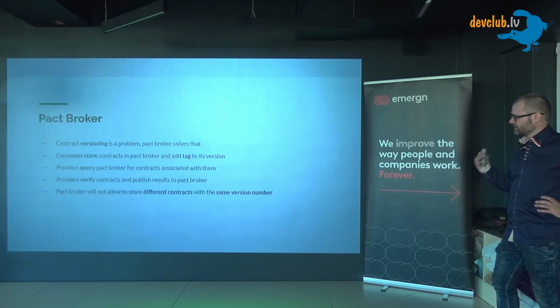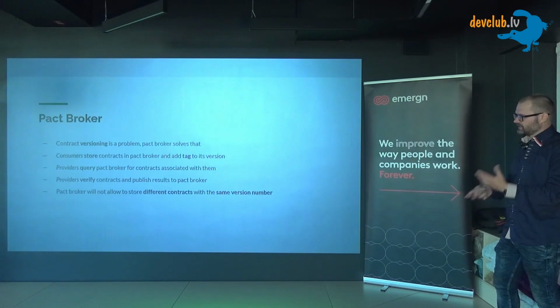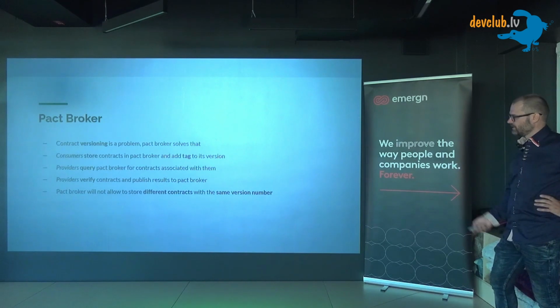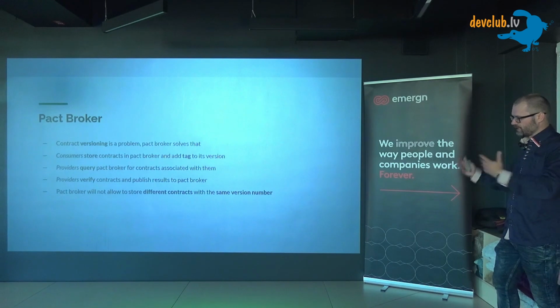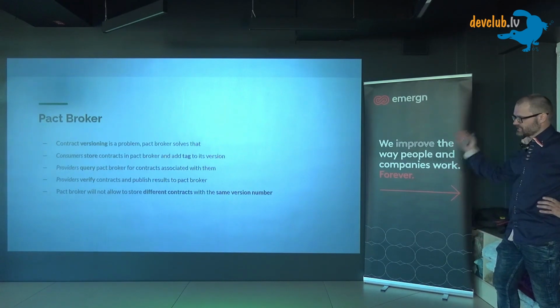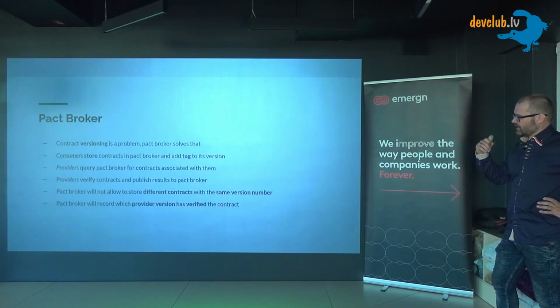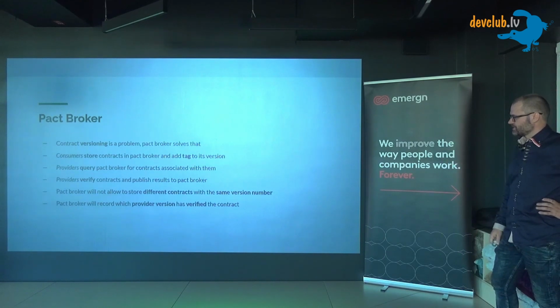Also, Pact Broker will not allow you to store different contracts with the same version number. So if you accidentally change the contract but don't change the version number, it will not allow you to save it, so you won't be able to break existing contracts. When a contract is published, it should be unchanged. It's a one-time thing. The Pact Broker will record which provider version has verified which contract.